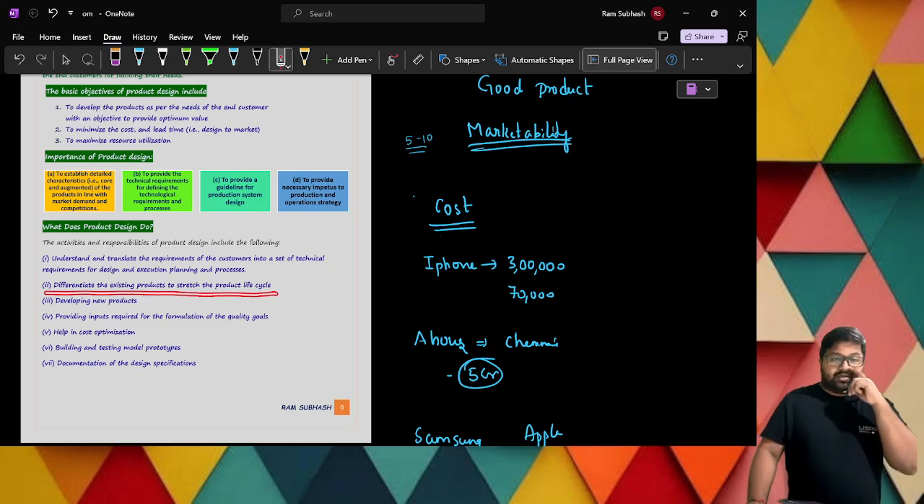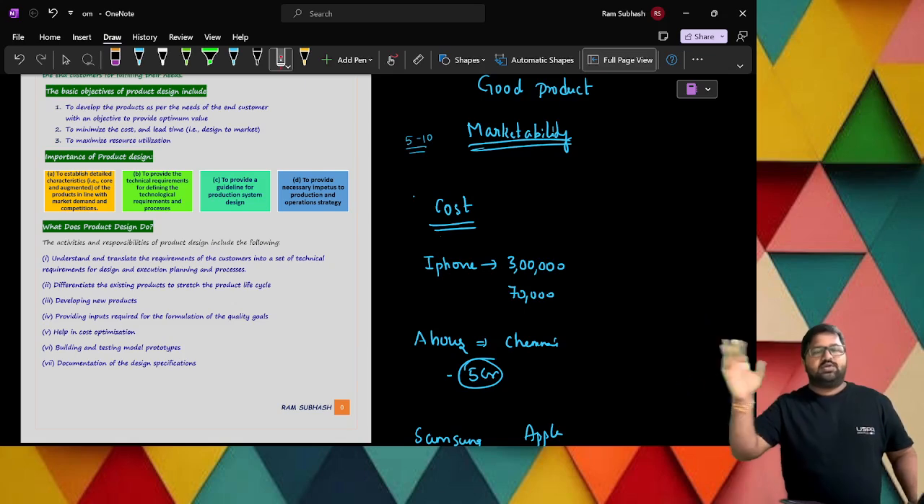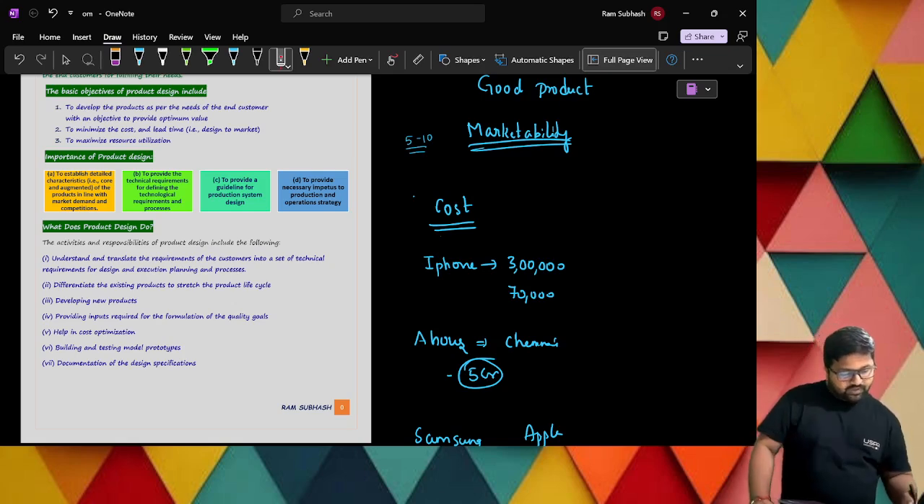Next, differentiate the existing product to stretch the product life cycle. I have spoken about the case of Nokia, which has gone out of the market. For example, I am manufacturing a vehicle, a petrol version and also a diesel version. But in the market, there is now a trend of change towards electrical goods. So I should add an electric variant to my products, which keeps my market safe, and my product is also safe.